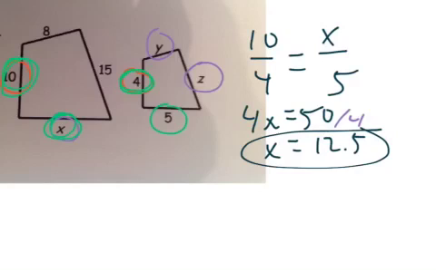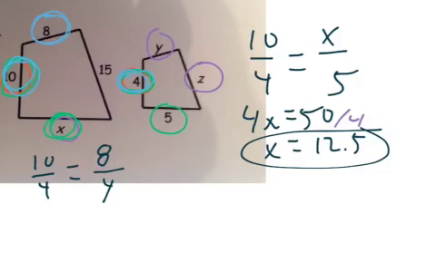Now let's find y. So I'm going to use the same 2 numbers again, 10 over 4. And I notice that the 8 matches the y. Now follow the light blue, please. Notice when I went 10 with 4, I kept the same order and went 8 with y. I didn't go y with 8. This right here I have to keep in the right order, or I get the wrong answer.